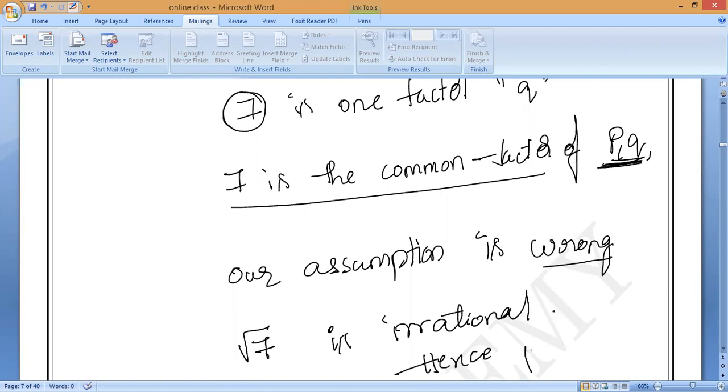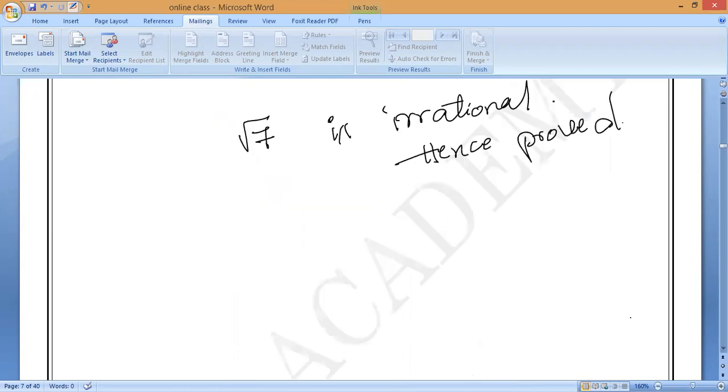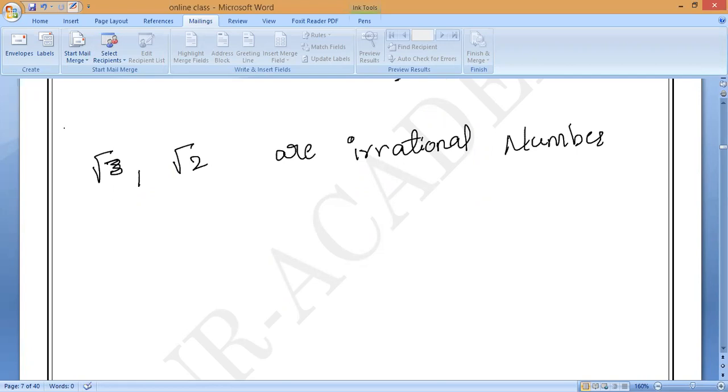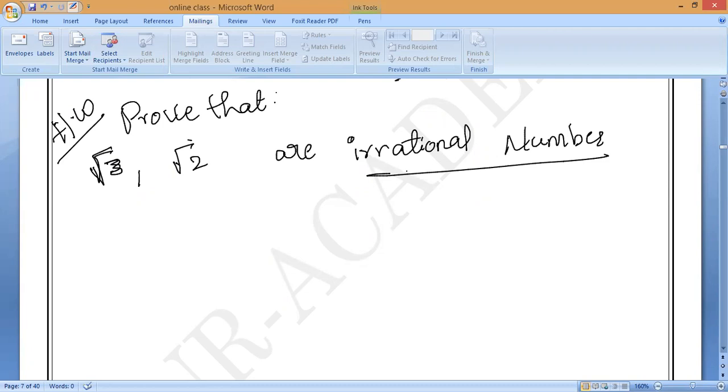Do you understand this one? Yes, ma'am. In the same way, you can solve root 3 and root 2 are irrational numbers. This is homework. Solve and send me. Okay? Do you understand this one? Yes, ma'am.